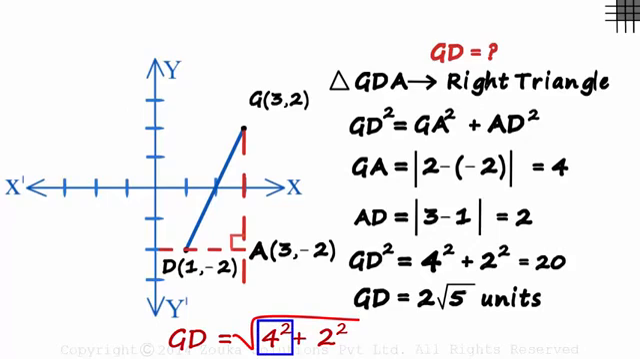But what is 4 squared and 2 squared? 4 is actually the difference between the y-coordinates of G and D, and 2 is the difference between the x-coordinates of G and D. So can we derive a formula to find the distance between 2 points?